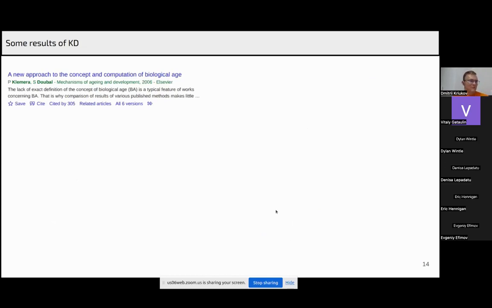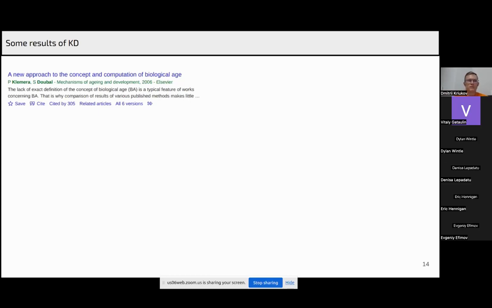Now, a couple of words about results. Why Klemera Doubal is so popular. Currently, it has 305 citations, and most of these citations are from papers where authors try to apply the Klemera Doubal method to clinical data, to clinical blood biomarkers, to psychological biomarkers and corresponding clocks called psycho clocks estimators, for example. There are actually many papers using the Klemera Doubal approach.